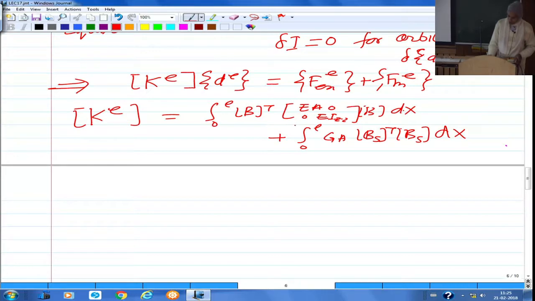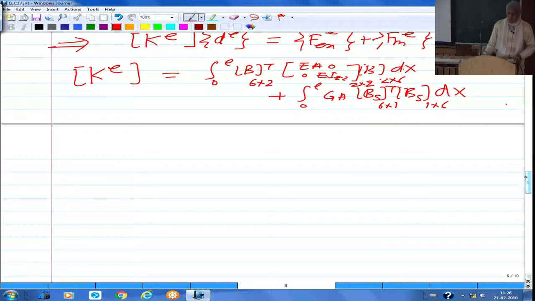You can maybe call this as 1 and 2, or you can evaluate these matrices and then finally combine them together. These two matrices are both going to be 6 by 6. This B is 2 by 6, so its transpose is 6 by 2. This is 2 by 2. This B is 2 by 6. So finally, the first one is also a 6 by 6 matrix. Here BS is 1 by 6. BS transpose would be 6 by 1. So finally, this also gives you a 6 by 6 matrix. You can add both these. So this is what is going to be your stiffness matrix.